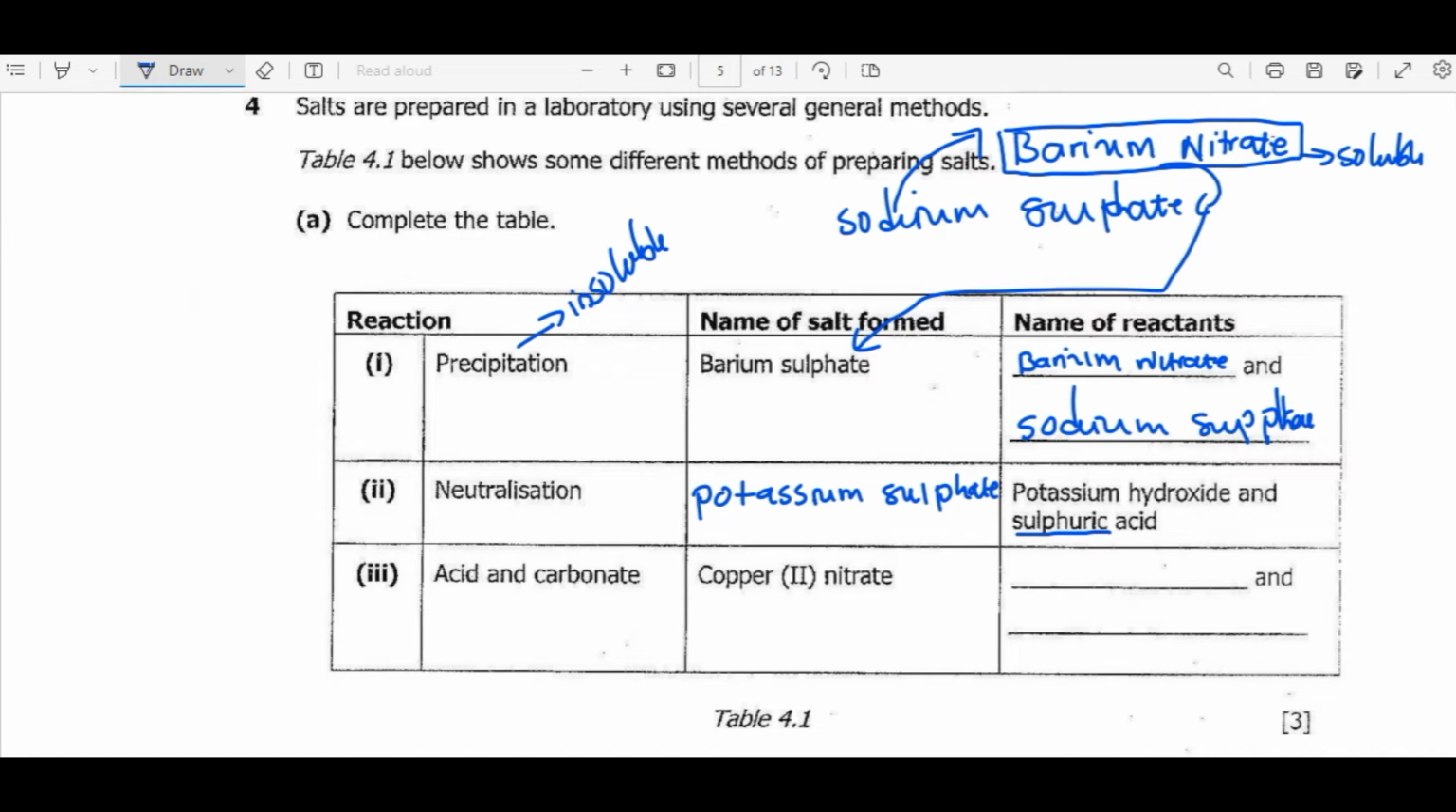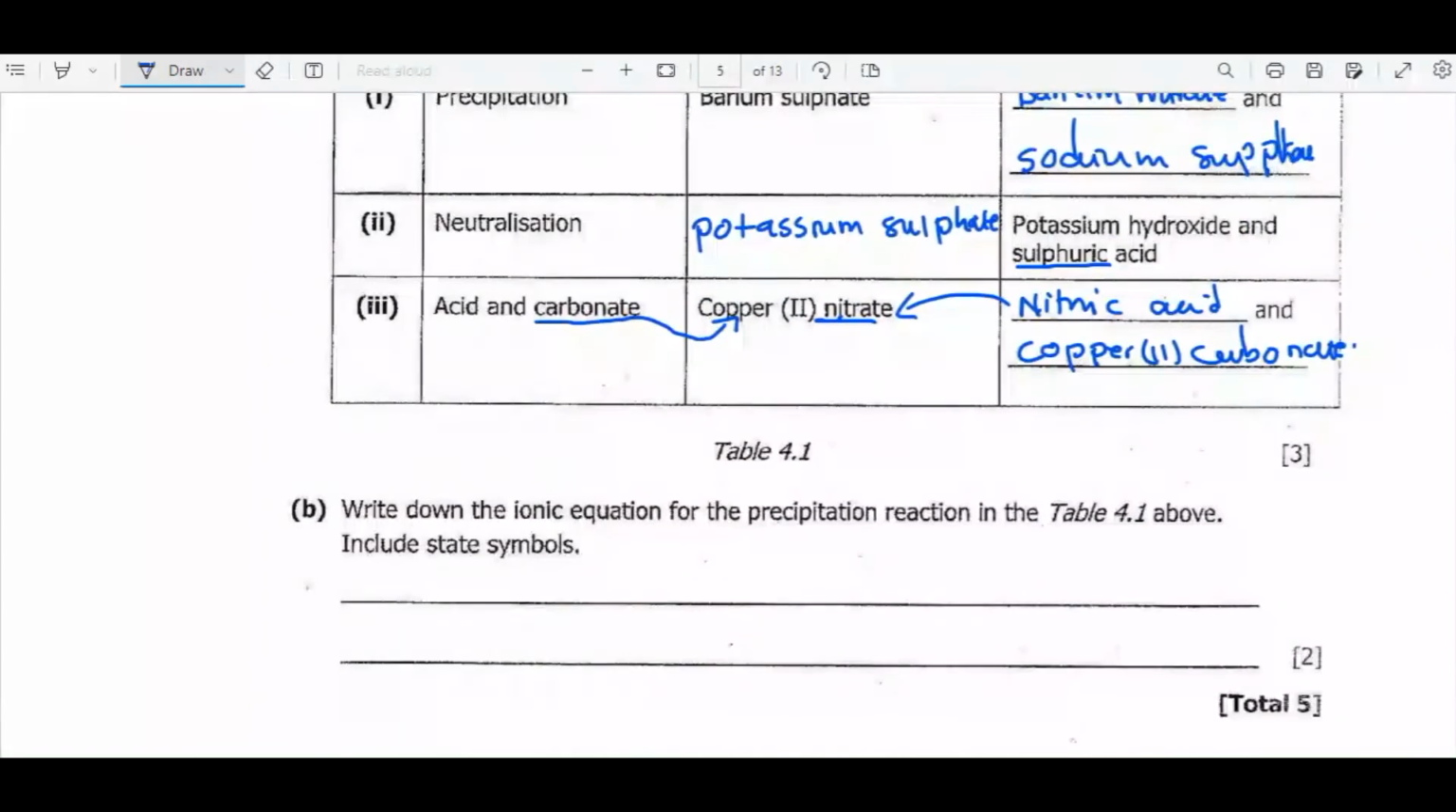So which acid can we use? We need to use nitric acid so that there is the presence of this ion of nitrate. So the nitric acid will contribute the nitrate. Then we need a metal carbonate that will contribute copper. So this should be copper 2 carbonate. Then we have our answers as required.